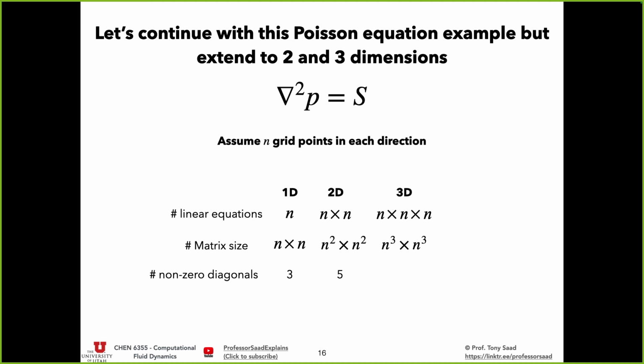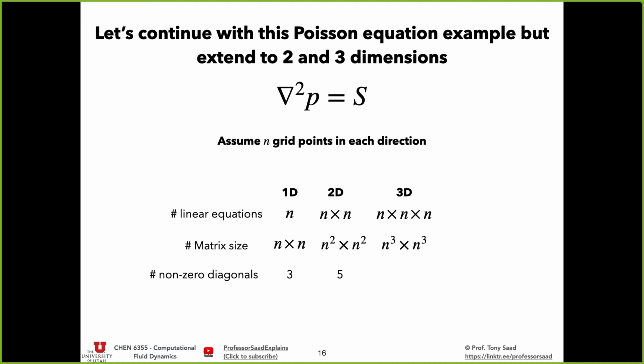This messes with your brain because everybody thinks that the matrix represents the grid. It doesn't represent the grid. It's not an array. The matrix represents the equations at each grid point. And if you're 3D, that's going to blow up. The matrix size is going to be huge. Okay, n cubed by n cubed.